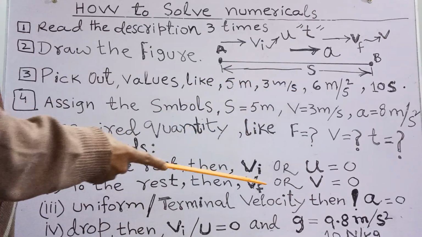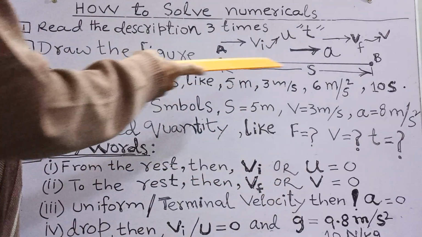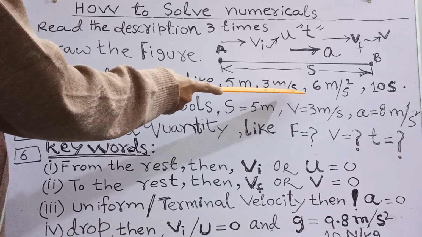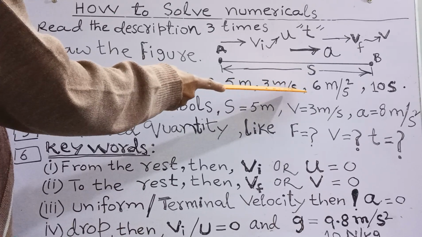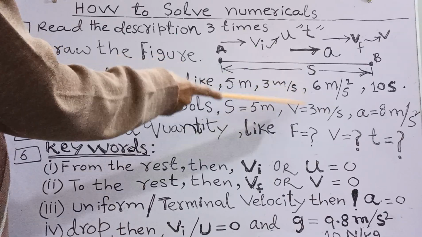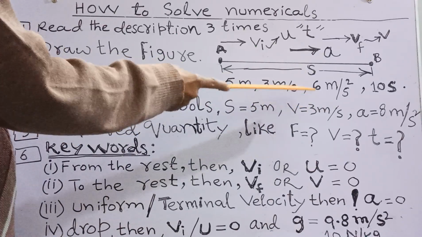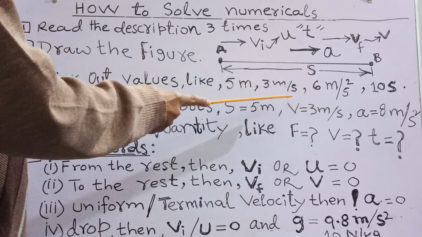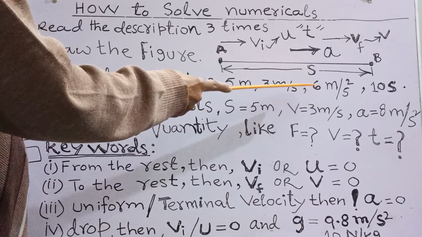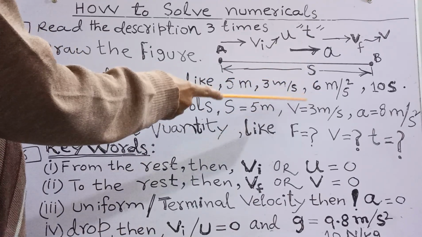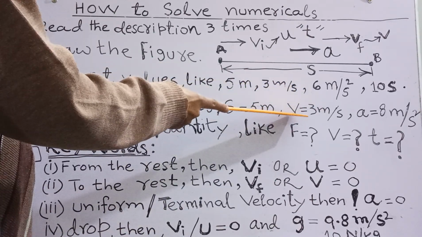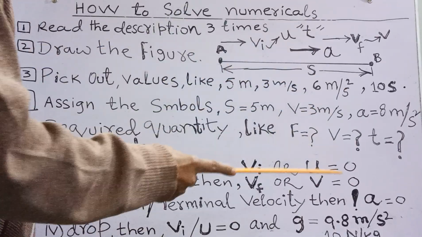This 3 meter per second reminds you that it is a unit of speed. The symbol for both speed and velocity is V. V is the symbol for speed, and V is also the symbol for velocity. So 3 meter per second reminds you of this, and you will assign the symbol of speed or velocity, V, to 3 meter per second.